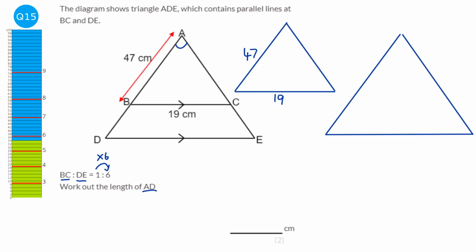And so the corresponding length to AD, which is this one here. So all we need to do is get that 47 times it by the scale factor, so times it by 6 to get to our value. So it's 282.